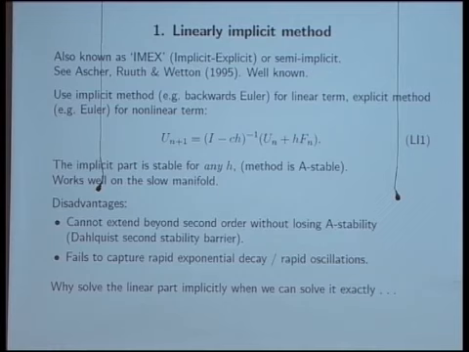We can easily extend it to second order, but there's the Dahlquist stability barrier that says that we can't have an A-stable method beyond second order. So we can easily extend this to second order, but not so easily beyond second order without losing this stability.